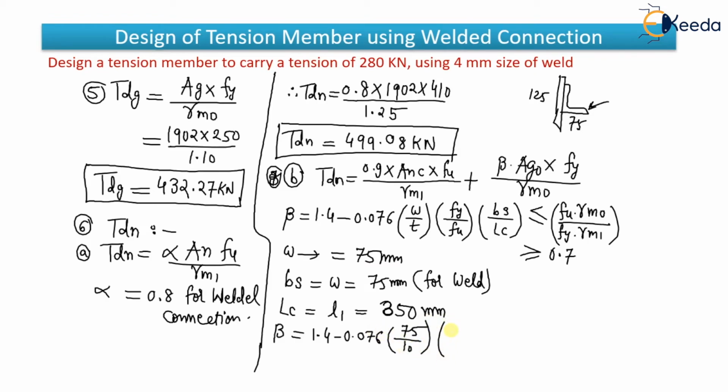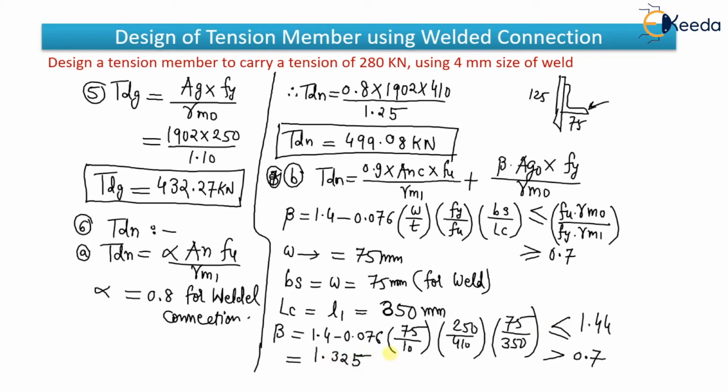Fy by Fu, this is known to you. It is 250, it is 410, into Bs by Lc. Bs is how much? It is 75, and Lc, that is L1. Okay, and it should be less than or equal to 1.44, this value always comes. Okay, you don't need to calculate all the time, just remember it, 1.44. So the value of beta is 1.325. Okay, now the beta value is known, we just don't know the value of ANC and AGO.